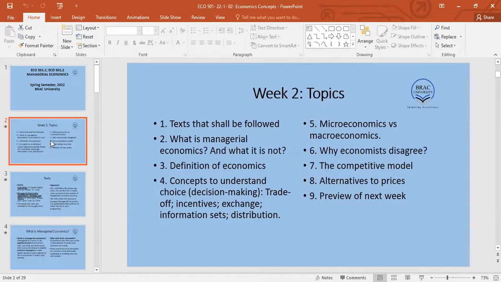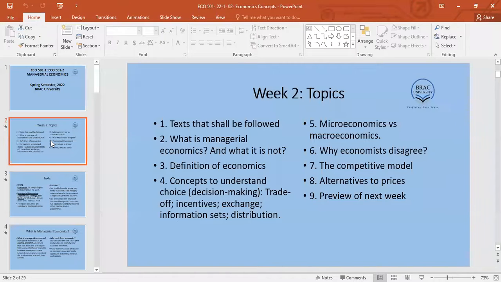Distribution is within your text. That's why I'll mention it. But we won't be interested in distribution in this course. Then we discuss the formal difference between microeconomics and macroeconomics. Although this course is called managerial economics, it's basically applied micro.